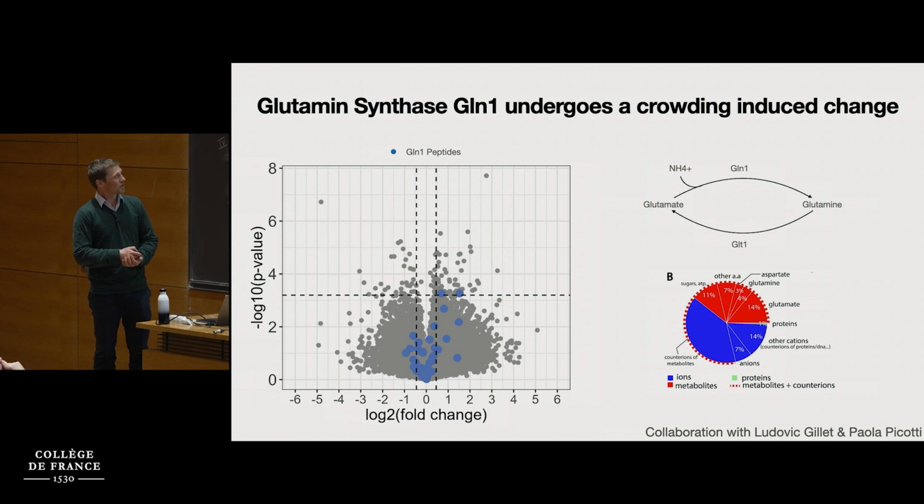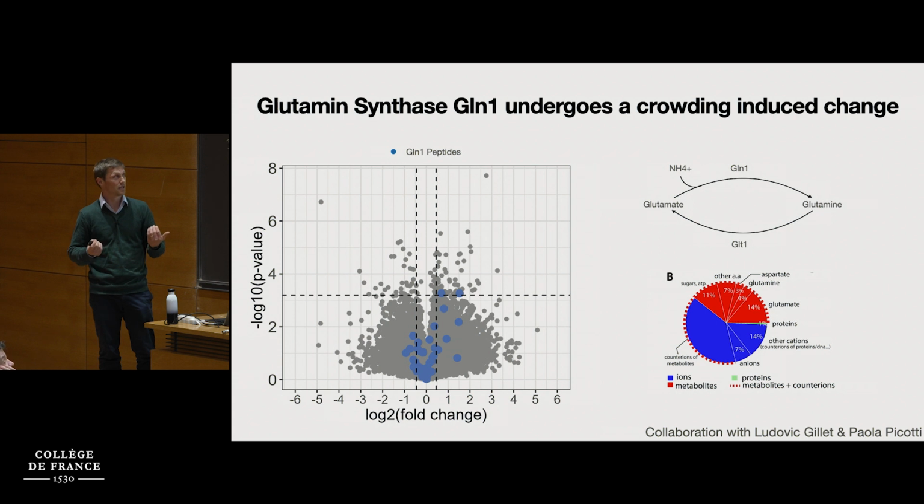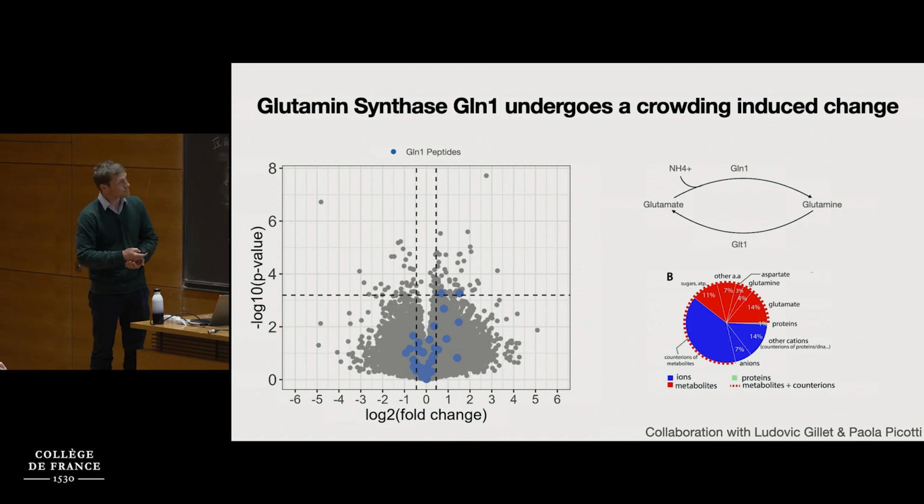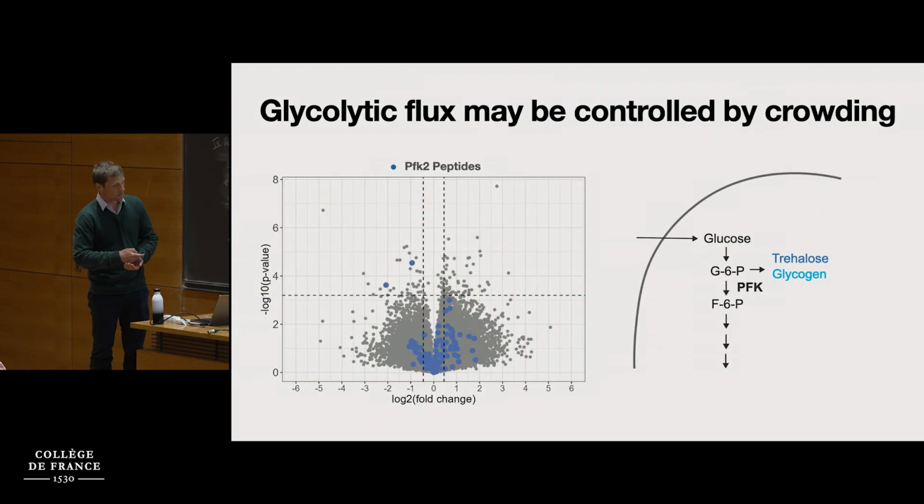So one of the interesting ones was, for example, glutamine synthase. We're excited about that one because glutamine synthase catalyzes the conversion of glutamate to glutamine using ammonium. And as we learned before, glutamate and glutamine are the main osmotic amino acids. And so these are probably at the core of this density regulation. So it's really interesting that we find crowding-dependent changes in this protein. We haven't followed this up any further.